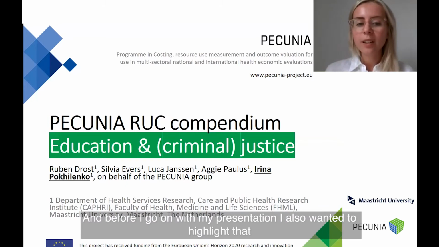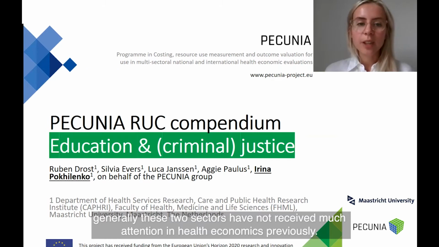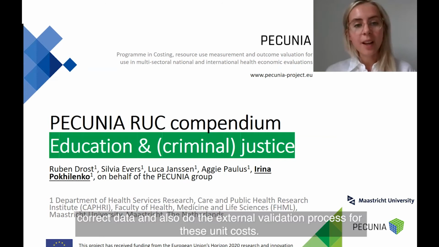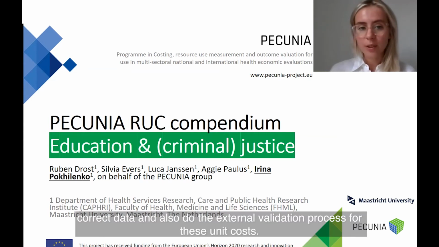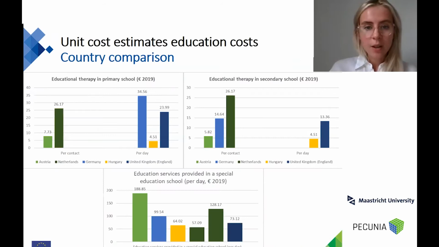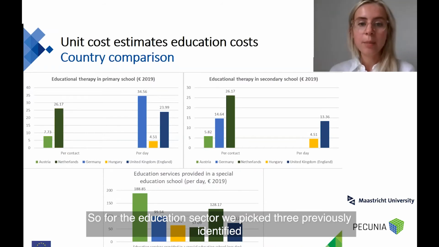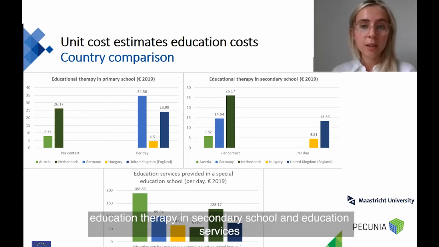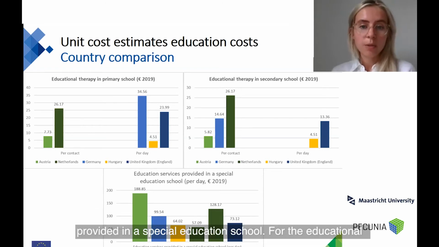Before I go on with my presentation, I also wanted to highlight that generally these 2 sectors have not received much attention in health economics previously. Therefore, it also made it a bit more challenging to find correct data and also do the external validation process for these unit costs. So for the education sector, we picked 3 previously identified services for the calculation of unit costs, which include educational therapy in primary school, education therapy in secondary school, and education services provided in a special education school.